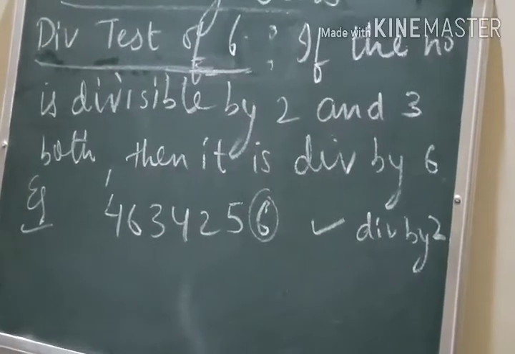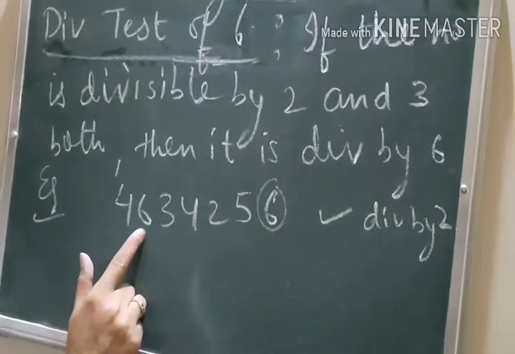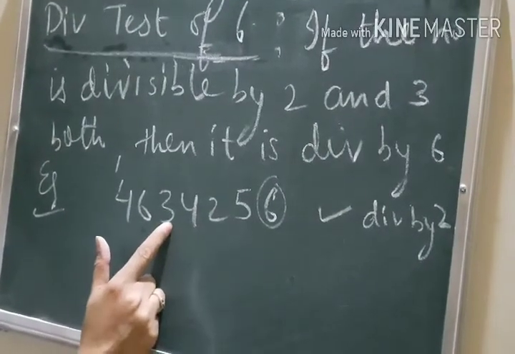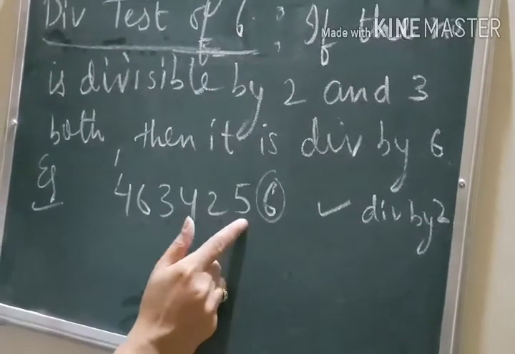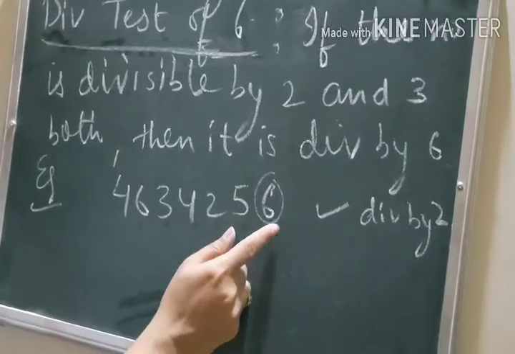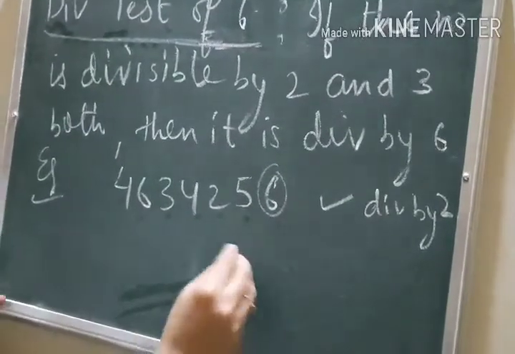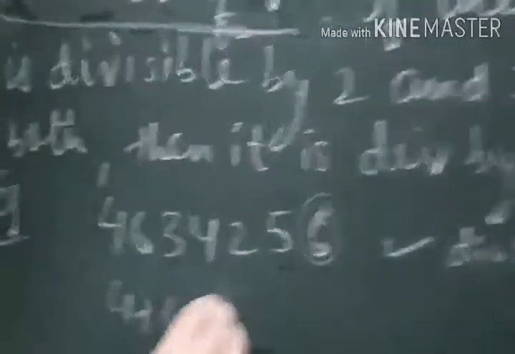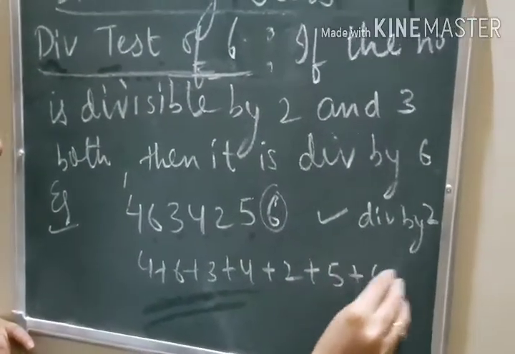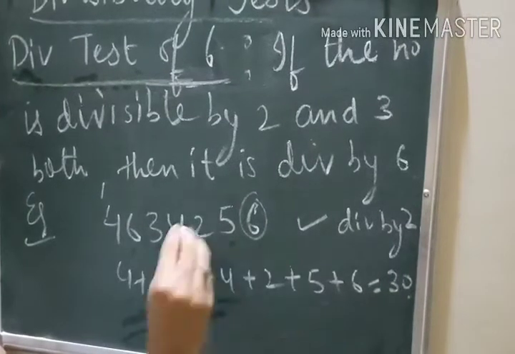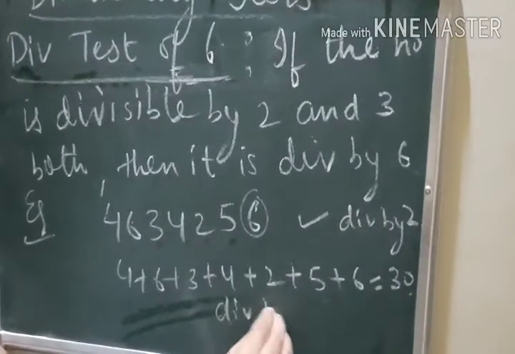We have to just add up all the digits. 4 plus 6, 10. 10 plus 3, 13. 13 plus 4, 17. 17 plus 2, 19. 19 plus 5, 24. 24 plus 6, 30. So when you add these, your answer is 30. That means 30 is also divisible by 3. So this number will be divisible by 3.